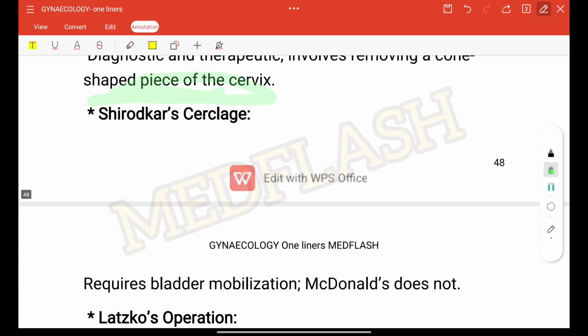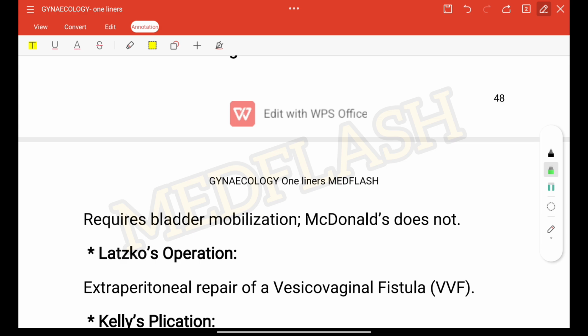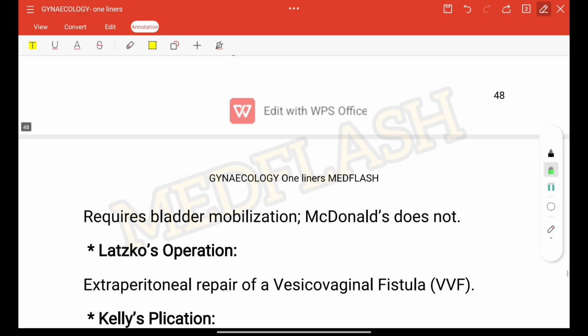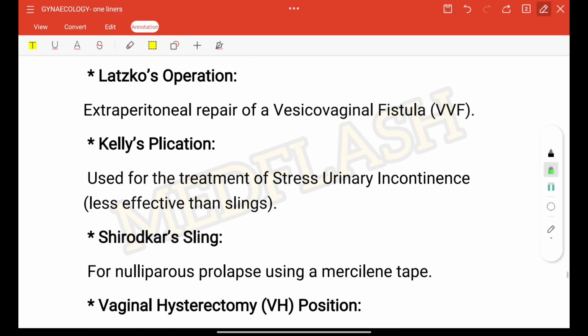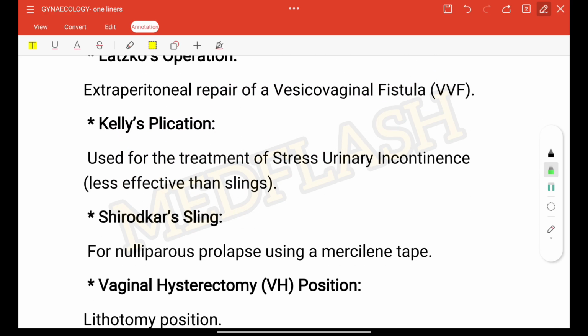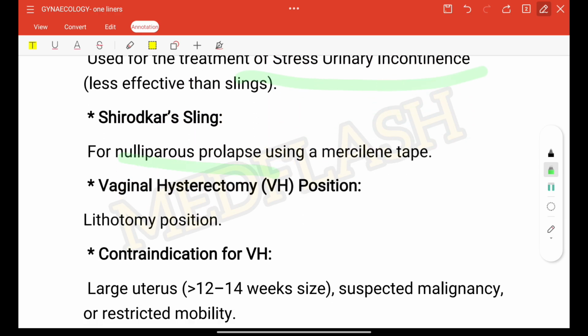Shirodkar cerclage requires bladder mobilization. McDonald's does not. Latzko operation, extraperitoneal repair of a vesicovaginal fistula. Kelly's plication used for the treatment of stress urinary incontinence. Shirodkar sling for nulliparous prolapse using a Mersilene tape.